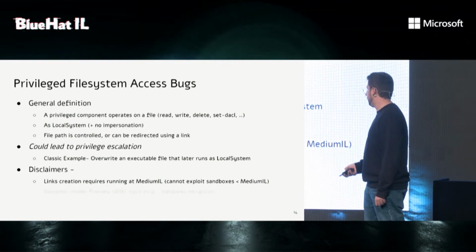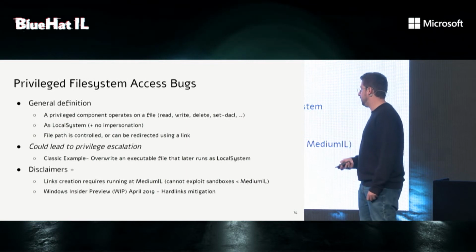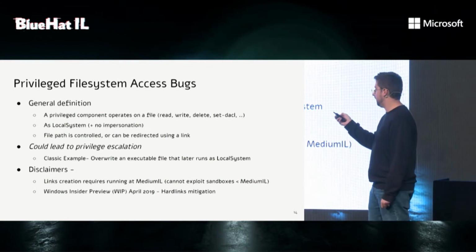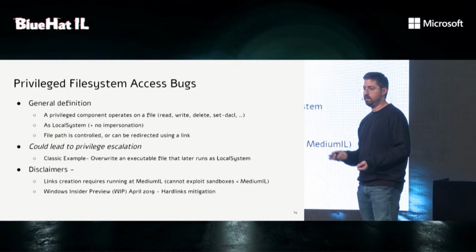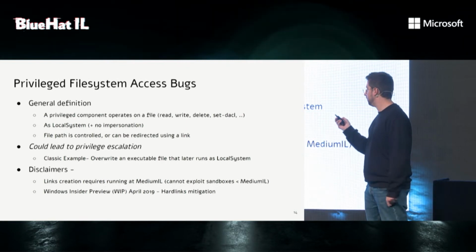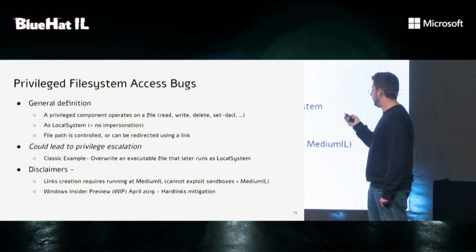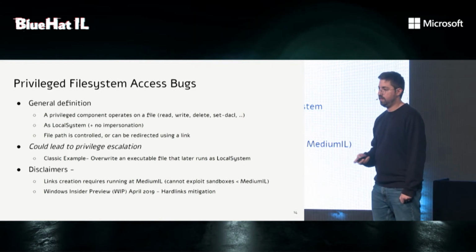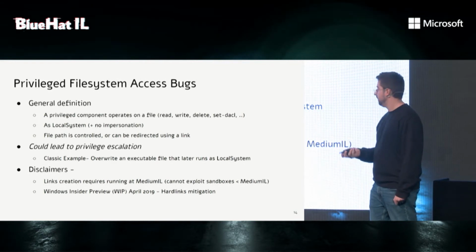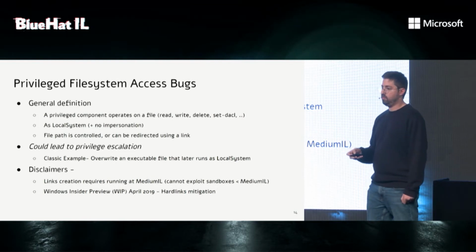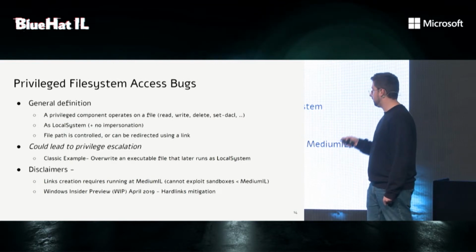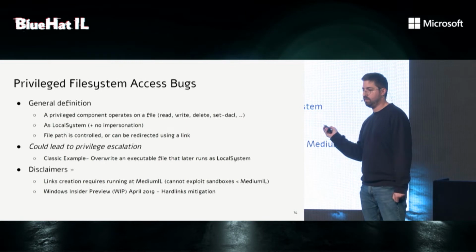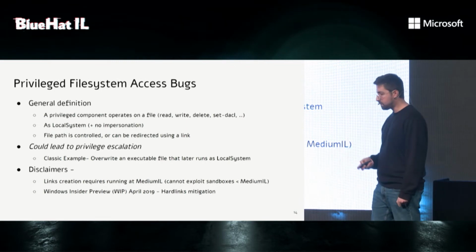And finally, Windows added a mitigation, only to the Windows Insider preview, which is like the beta version of Windows, in April of 2019, that mitigates the creation of NTFS hard links. You cannot create a link to a file unless you have write access to it. But this still didn't make it to the stable release, and also there are other types of links that you can use that are not affected by this mitigation.